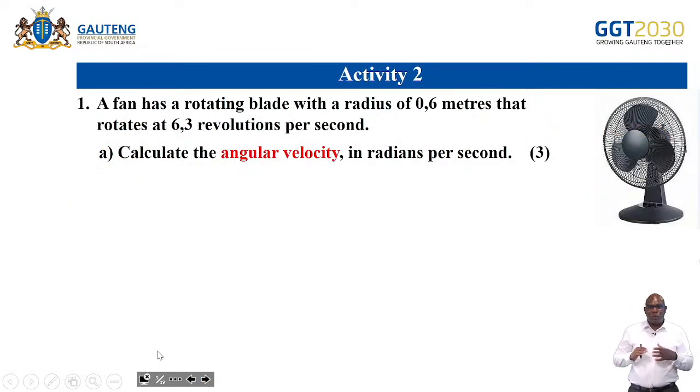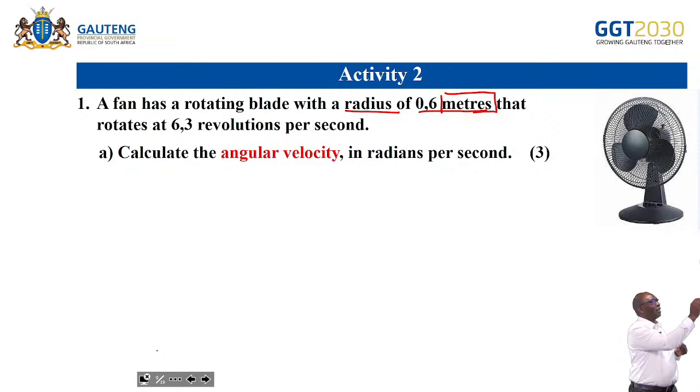All right. Now let's do some activities. This is an exam type question, and this is how they set the questions in the exam. Now, activity 2, a fan. We all know a fan. A fan has a rotating blade with a radius. Now, here it is given, and it is very important that you check the units that have been given. In this case, I'm given meters, and it's a radius.